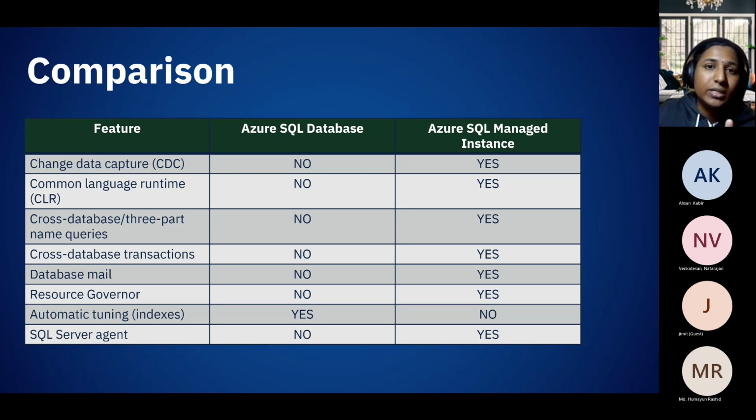Database mail and resource governor, these two things are server level things, like instance level things, which are not available in Azure SQL database, but it's there in Azure SQL managed instance. But as you do not have SQL Server agent on Azure SQL database, you can go ahead and run your jobs by using PowerShell. You can create the tasks, like you create the task on the operating system, right?